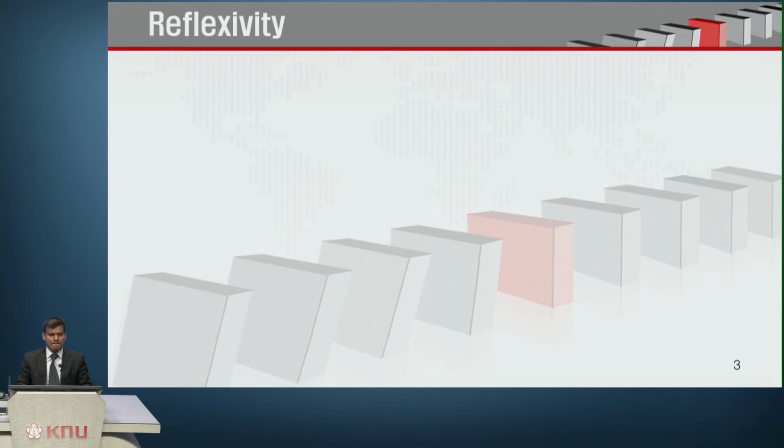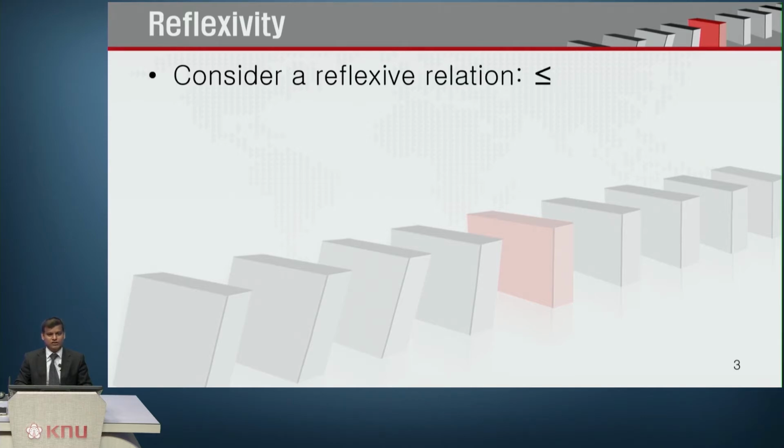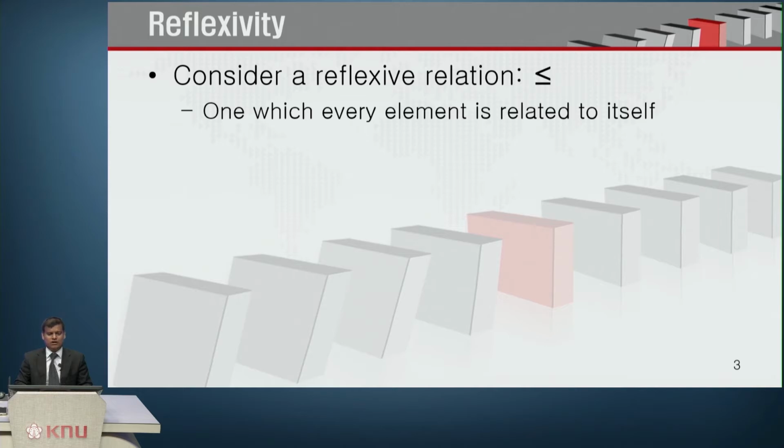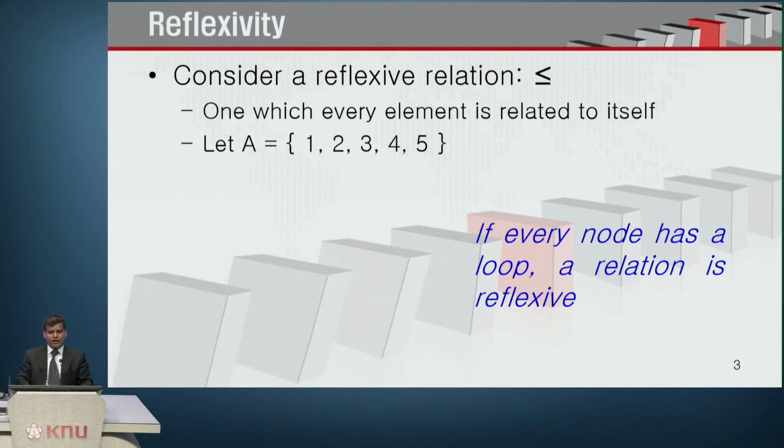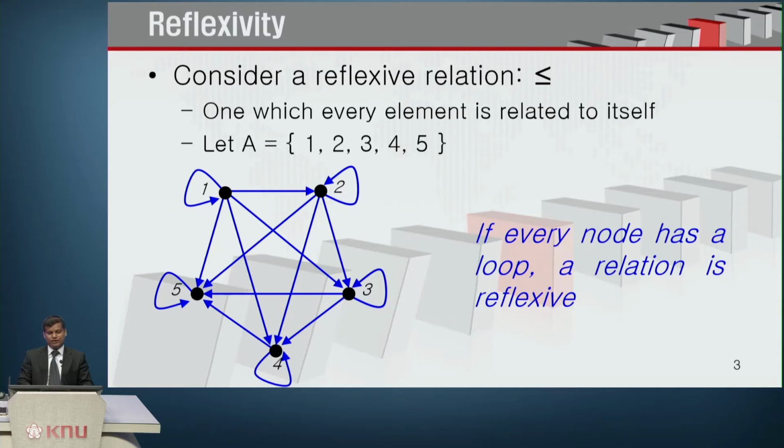Let's see how we can express a reflexive relation using graphs. Less than or equal to is one in which every element is related to itself. If you recall the definition of reflexive, let's say the set A has 1, 2, 3, 4, 5. A relation is reflexive when every node has a loop, because each element is related to itself. So in this graph you can see the nodes 1, 2, 3, 4, 5 have a loop in them. So 1 is related to itself, 2 is related to itself, 3 is related to itself, 4 is related to itself, and so on.